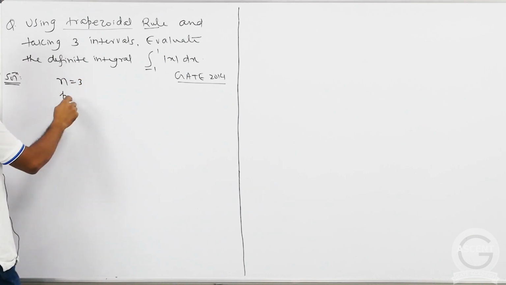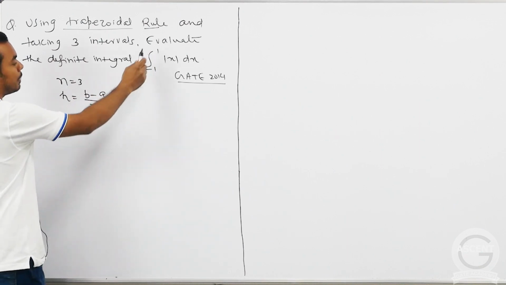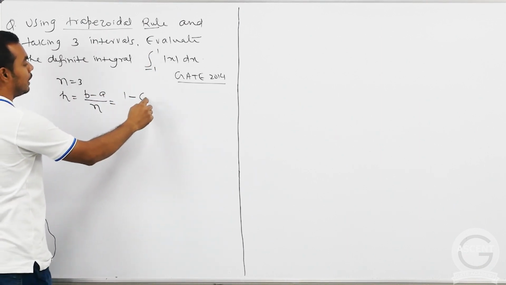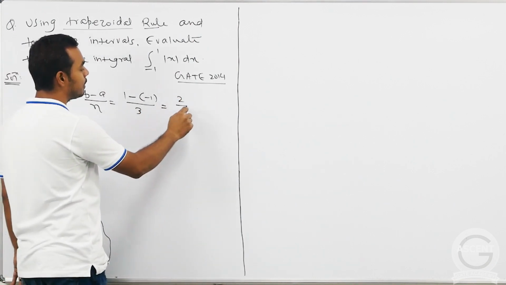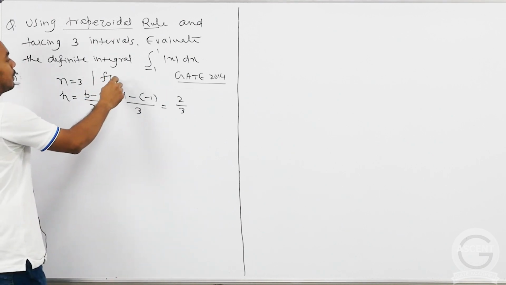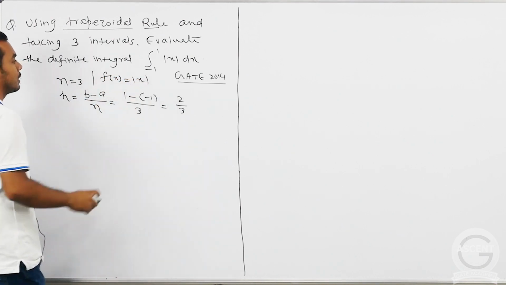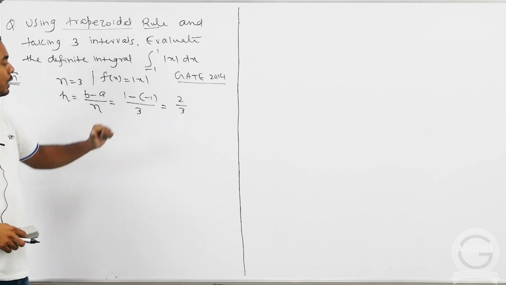So this means h will be (b minus a) by n. b is the upper limit of integration, 1, a is the lower limit of integration, -1, and the number of intervals is 3. So h will be 2 by 3. Also here the f of x is simply mod x. This is your function f of x.